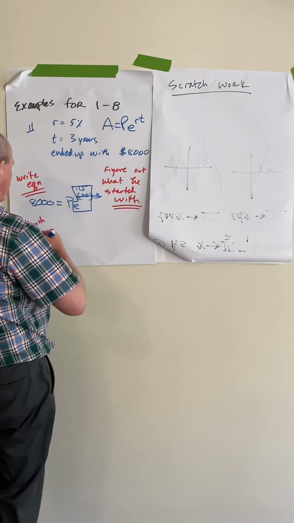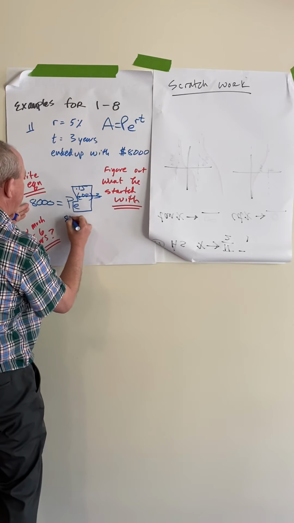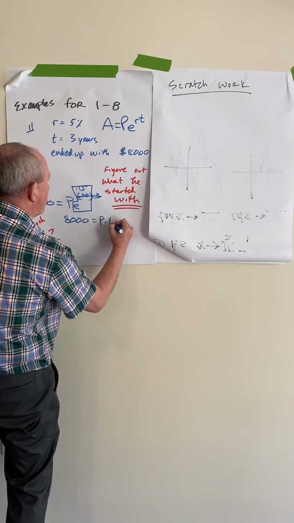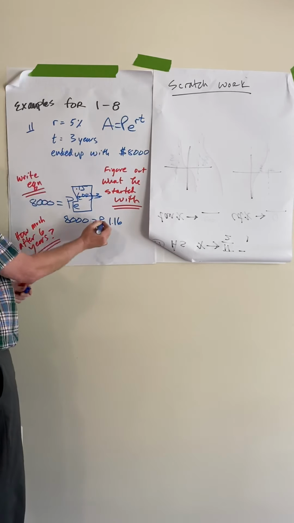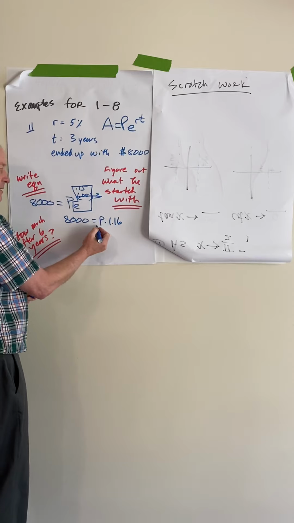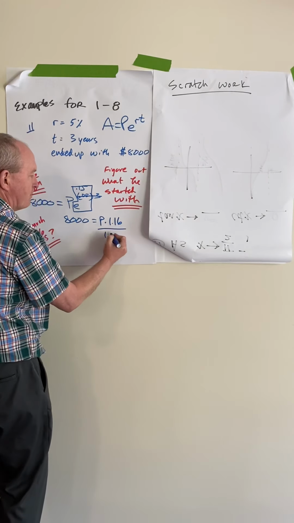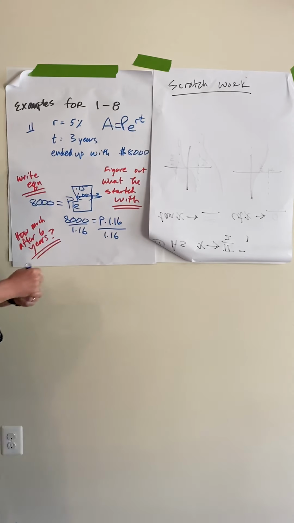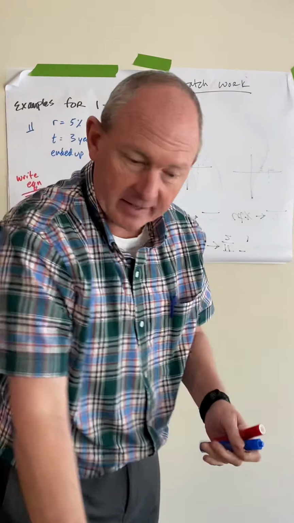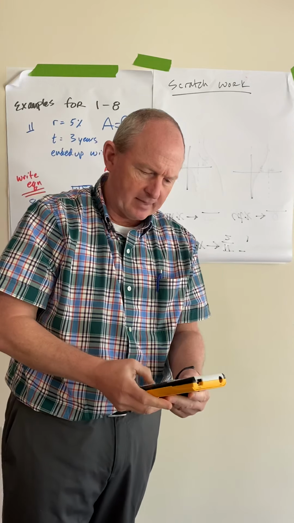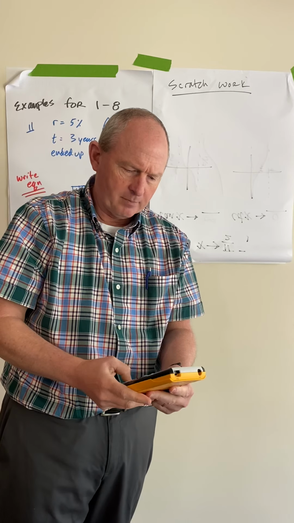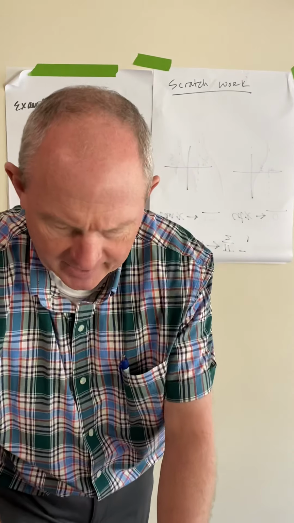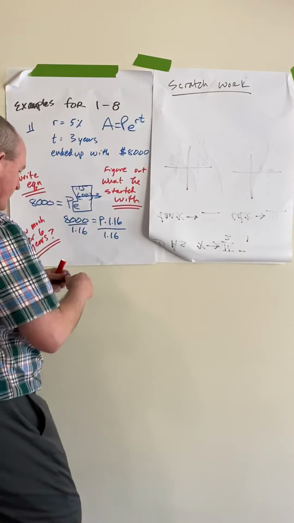So now my new equation is 8,000 equals P times 1.16. We're trying to solve for P, so we're going to divide both sides by 1.16. I can't do that in my head, so I'm going to use the calculator again: 8,000 divided by 1.16, and we get $6,896.55.